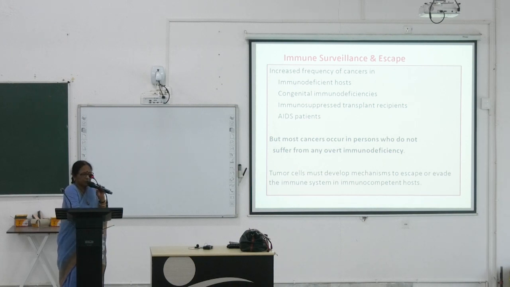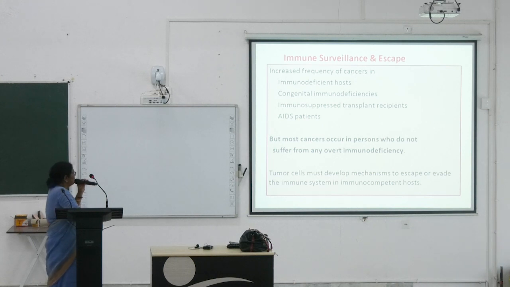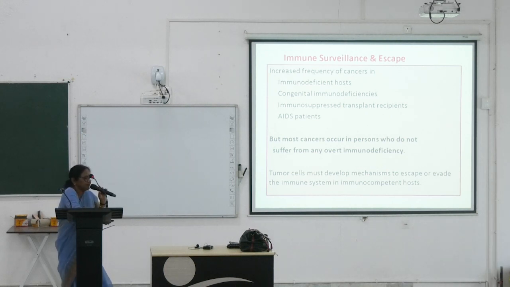But it is also true that most of the neoplasms or malignancies occur in persons who are not immunodeficient otherwise. So it is not fully true that it occurs only in immunodeficiency patients; most cancers occur in persons who do not suffer from any overt immunodeficiency. We cannot tell by looking that they have immunodeficiency, but somewhere their immune surveillance has failed, and that is why the cancer has occurred. So the tumor cells must develop mechanisms to escape or evade the immune system in immunocompetent patients.